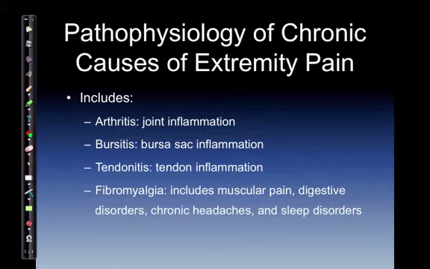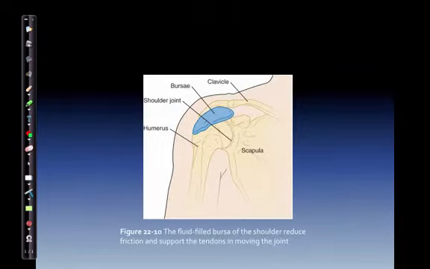Bursitis, bursal sac inflammation, often results from repetitive motion and stress on the joint. Tendon inflammation, often caused by minor injury or repetitive motion of the joint. And then fibromyalgia. It includes muscle pain, digestive disorders, chronic headaches, and sleep disorders. The cardinal symptom of fibromyalgia is exhaustion that is coupled with muscle pain. In figure 22.10, we're going to look at the bursal sac here in just a second. And this is the bursa, which essentially reduces friction and supports the tendons in the moving joint.